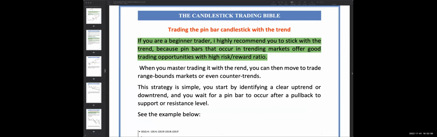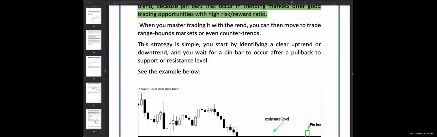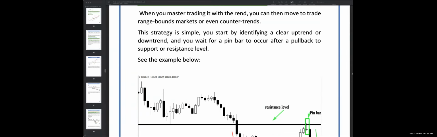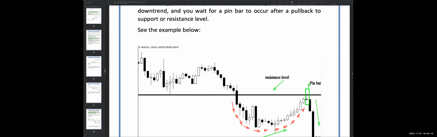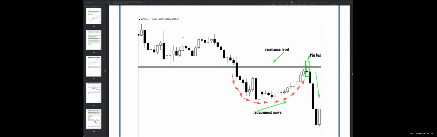Okay. When you master trading it with the trend, you can then move to trade range-bound markets or even counter trends. This strategy is simple. You start by identifying a clear uptrend or downtrend and wait for a pin bar to occur after a pullback to a support or resistance level. See the example below. More or less the same as the last example.